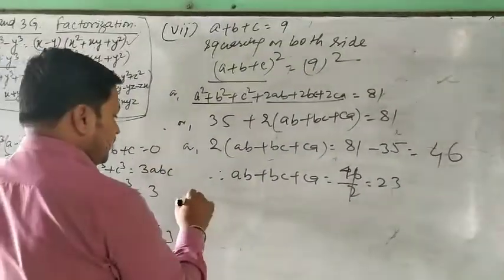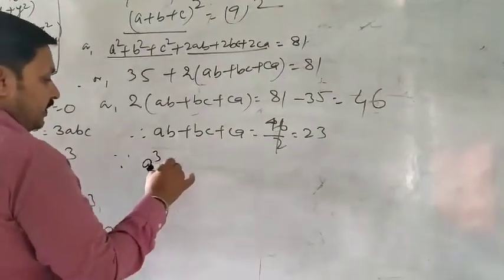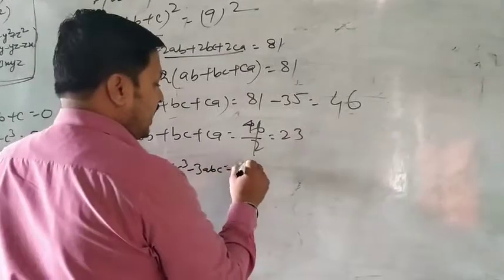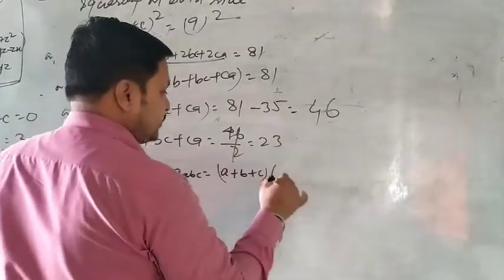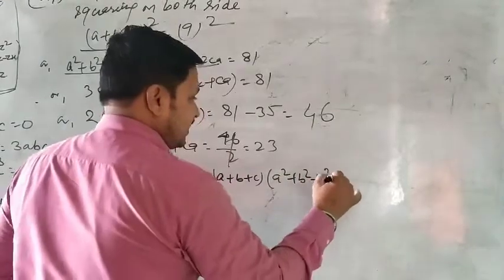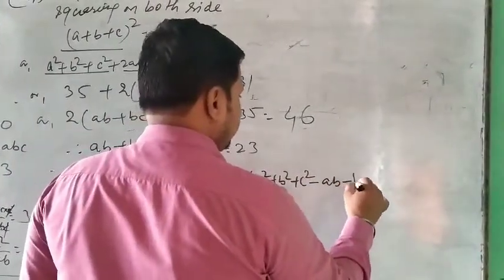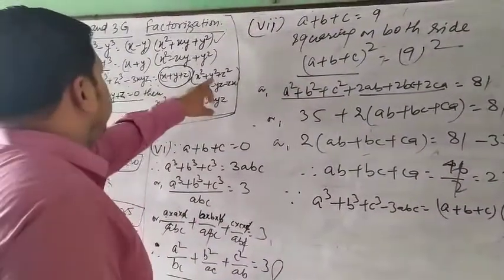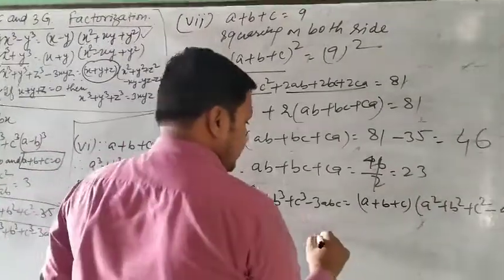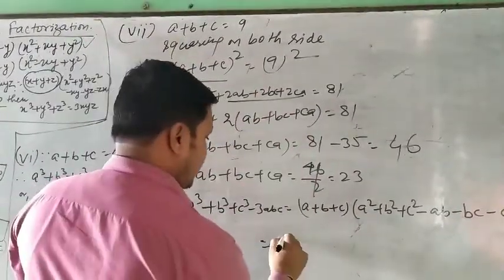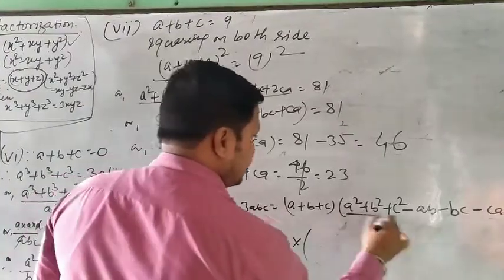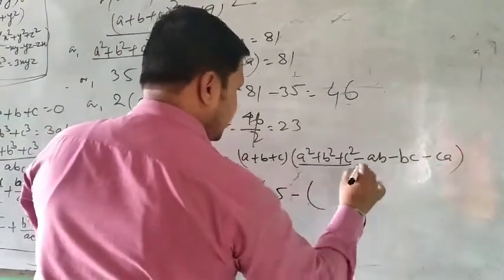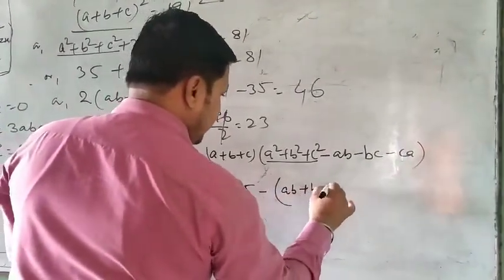Now, in the question, find the value of a cube plus b cube plus c cube minus 3abc. What is the formula? Since a cube plus b cube plus c cube minus thrice abc equal to (a plus b plus c) into (a square plus b square plus c square minus ab minus bc minus ca). On the basis of this formula, a plus b plus c equal to 9 into a square plus b square plus c square equal to 35, and here minus will be common, and ab plus bc plus ca.